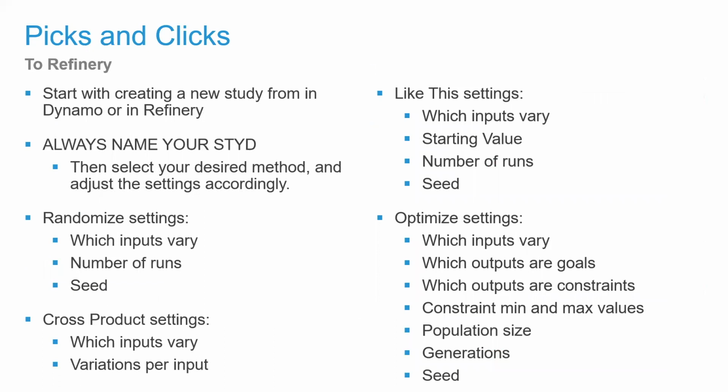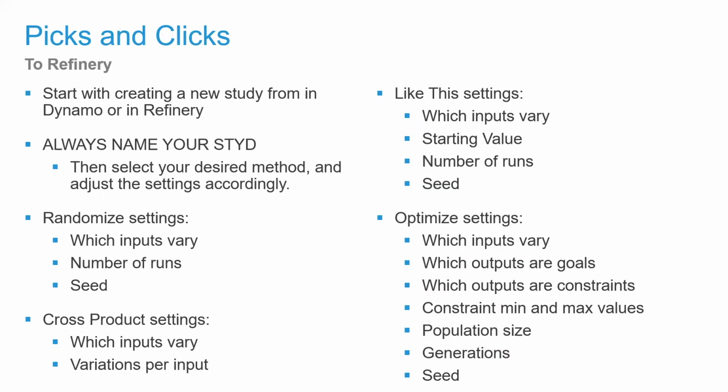Once you're in Refinery, start by creating a new study, either from Dynamo or within Refinery, where it says Create Study down at the bottom. Always name your study. Select a desired method and then adjust the settings accordingly. Within randomize, you choose which inputs are going to vary, the number of runs, and the seed value you want to use for your randomization. For cross-product settings, you adjust which inputs vary and the variations per input. Do we want 5 variations here but 10 variations there, and so on.